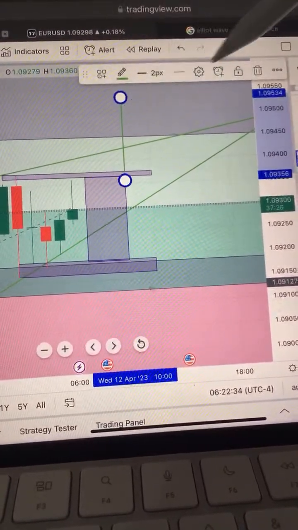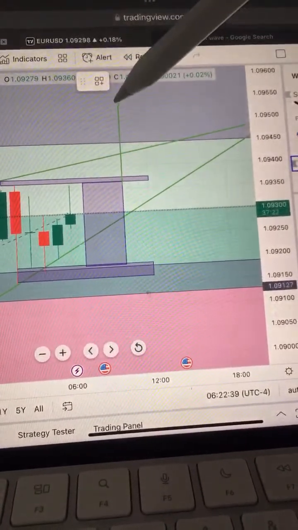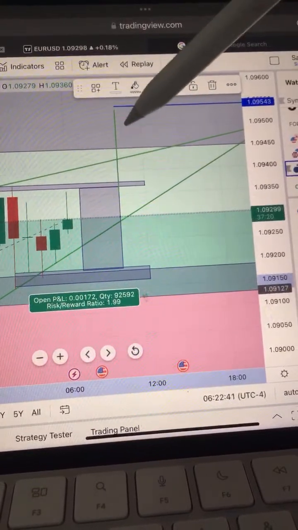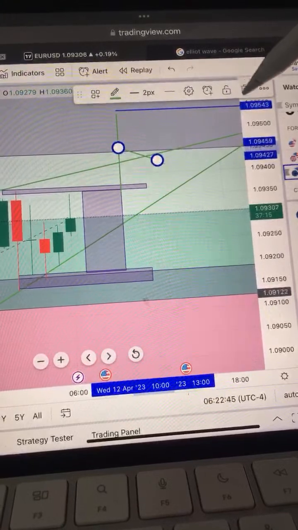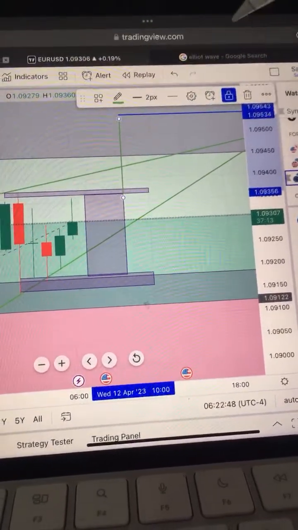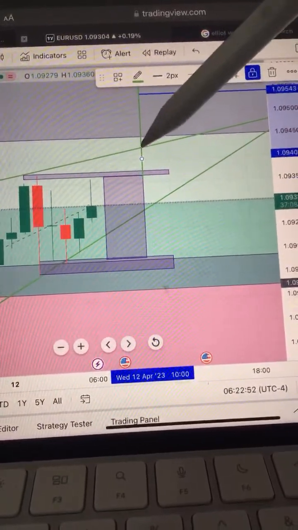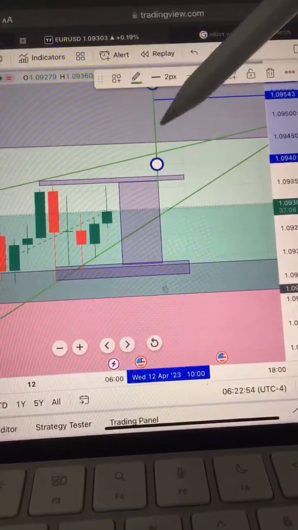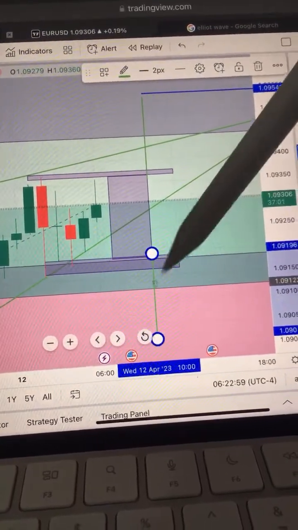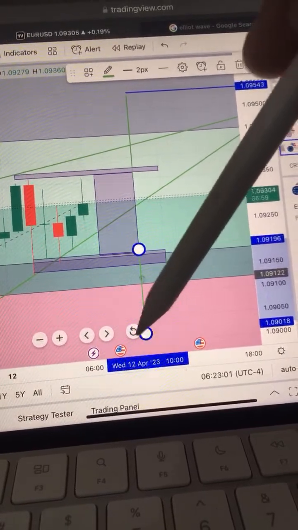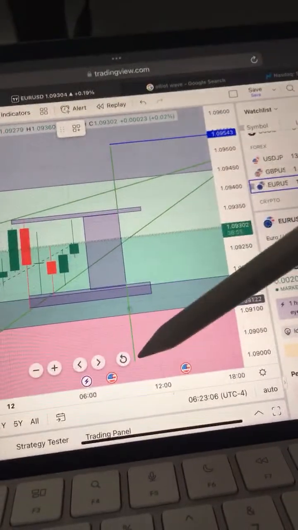Let me lock it too. So my target price would be here. Let me clone this. If it breaks my support level, then my target price will be here. If it breaks here, then my target price would be here. Let me lock it and add my take profits here.